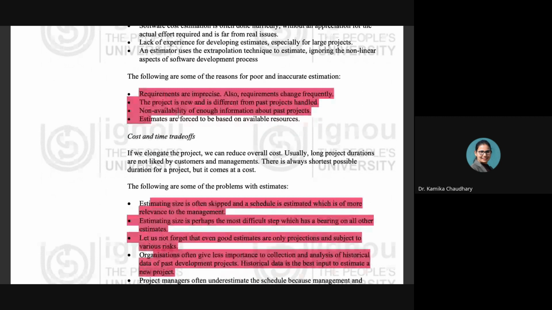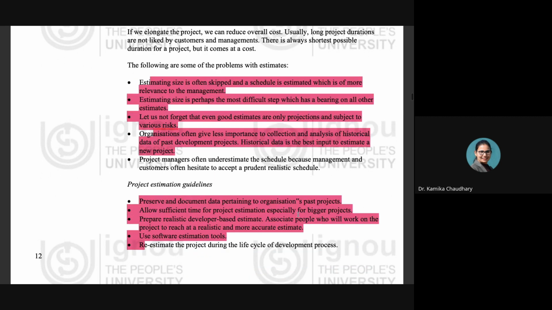Now, cost and time trade-off, we are going to discuss it. What it says is that these are all the points which describe the problems coming into the process of the estimation. So what are all the problems that our companies face? Estimating the size is often skipped and a schedule is estimated, which is of more relevance to the management. So that is what the organizations are basically escaping, that they just skip estimating the size of the project. What they do is they just try to estimate the schedule only, right?